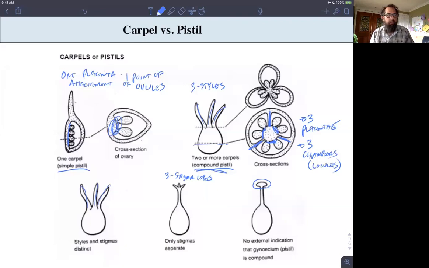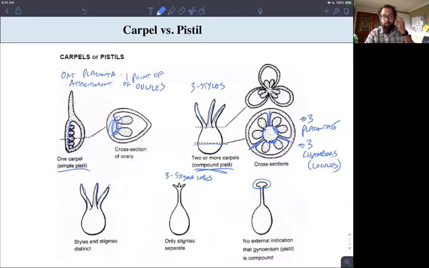So remember that the female reproductive whorl, the gynoecium, is made up of carpels, and those can either be separate from each other, or what we call a simple pistil, where the gynoecium is made up of one carpel. Or they can be fused together, where multiple carpels are fused during development, and we call that a compound pistil. I showed you good examples of a compound pistil. I did not show you a good example of a simple pistil.